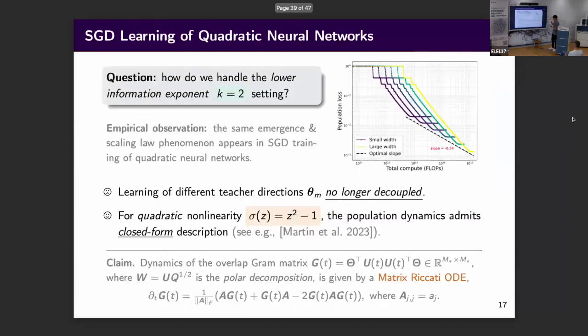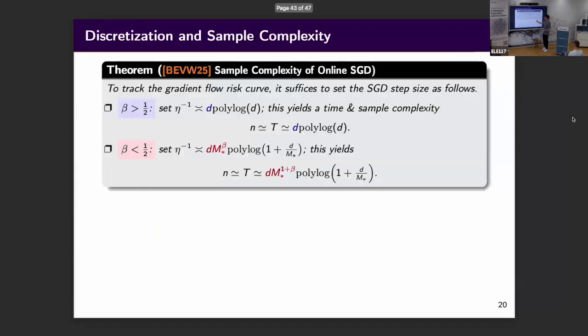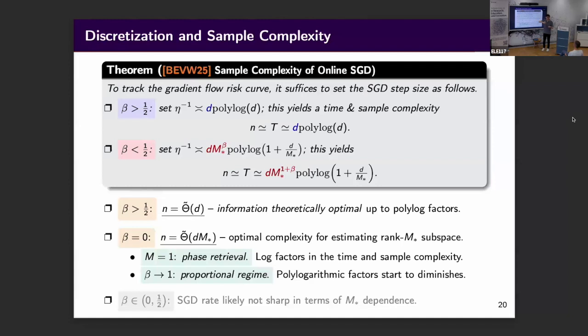Sorry, I should be more clear. For gradient flow, there's no sample complexity. This is the population gradient flow. So you only have time. Yes, this is time complexity. And now I'm saying that if you set the learning rate to be sufficiently small, we can translate the time complexity to the sample complexity of online SGD. And I could still think about it as time.